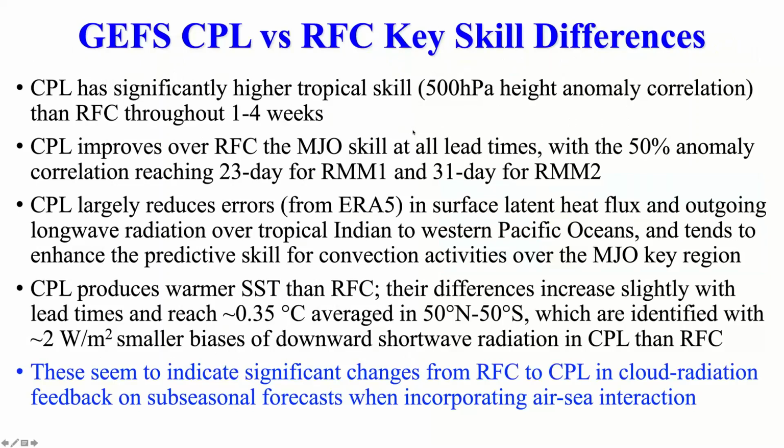With that, the group has already identified the following key skill differences. CPL has a significantly higher tropical skill than the IFC if we use the 500 millibar height anomaly correlation, throughout weeks 1 to 4. CPL also improved over IFC for the MJO skill at all lead times, with the 50% anomaly correlation reaching 23 days for RMM1, mode 1, versus mode 2, which is even longer, extended to 31 days.